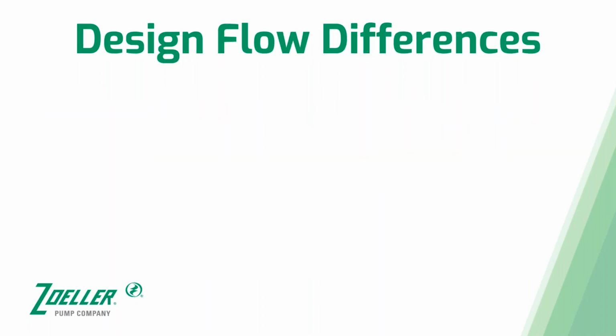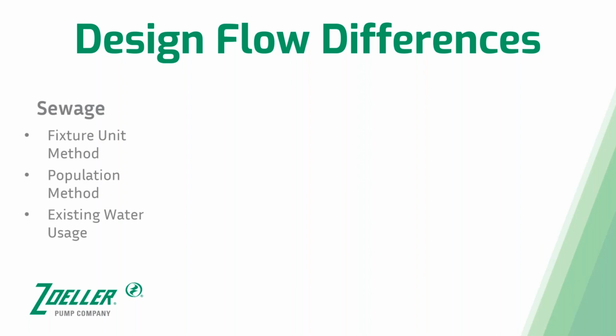So now let's talk about design flow differences. How do you know what flow you need for an application? So for sewage applications, you can use either the fixture unit method or population method for new systems. And then for existing systems, you can use existing water usage, or how much water is being used by that specific building throughout the year, to determine a flow rate that's required.